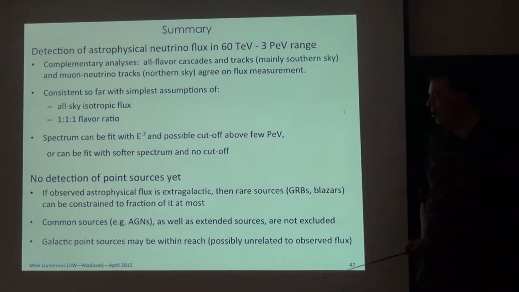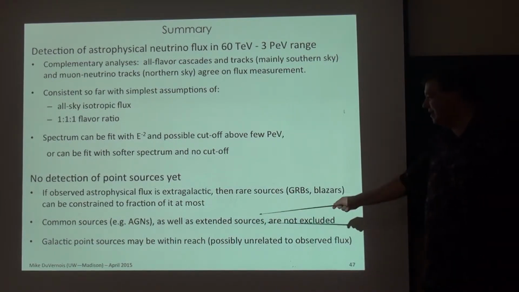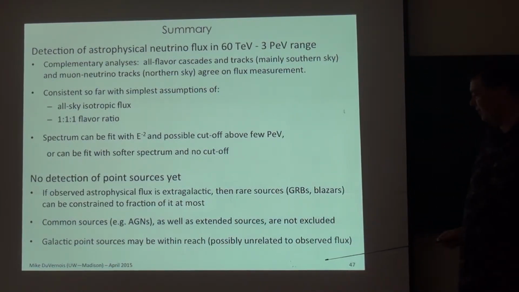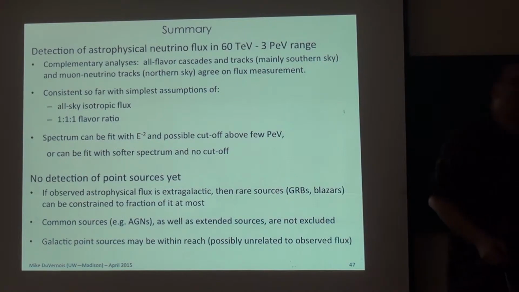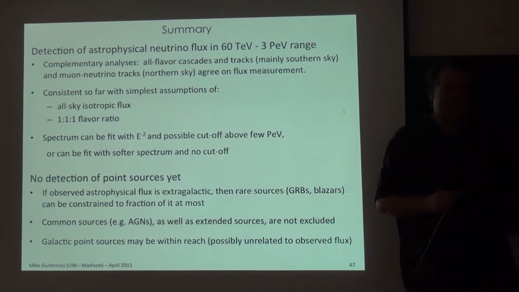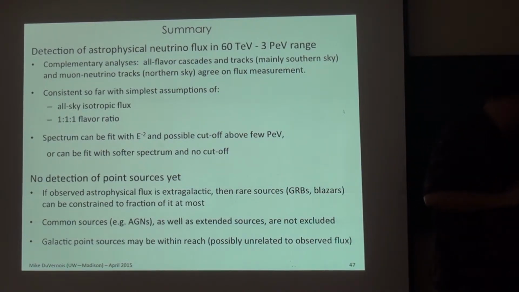If there are a large number of sources, AGNs for example, or extended sources, there is no limiting on that. And galactic point sources may be within reach, and those may or may not be related to the flux. As a number of people have noted, there are a handful of events that do point to the galactic center, but it's not a statistically significant quantity.